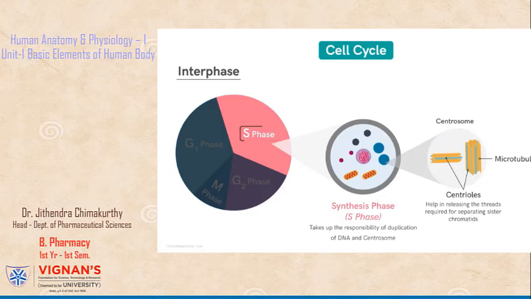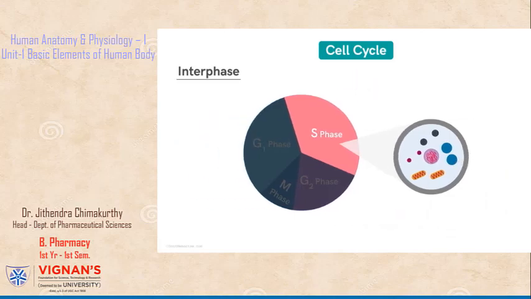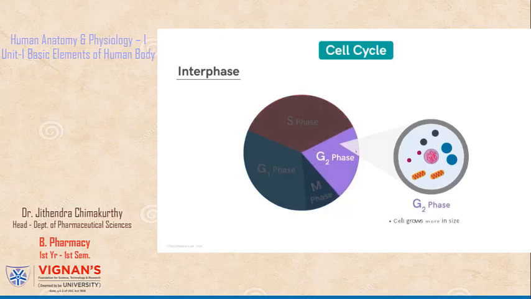So the S phase takes up the responsibility of duplicating the contents inside the nucleus and the centrosome present in the cytoplasm simultaneously. What next then? The next step in the process of the interphase is the second gap phase, abbreviated as G2 phase. This phase allows the cell to grow more. Along with the enlargement in the cell size, the cell also makes more proteins and organelles.